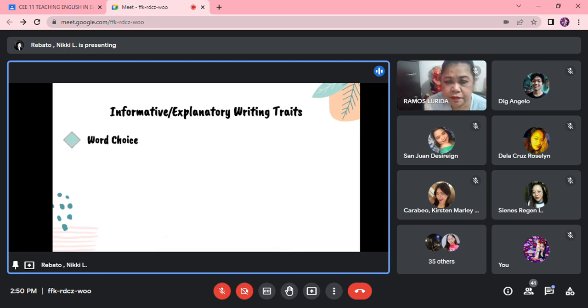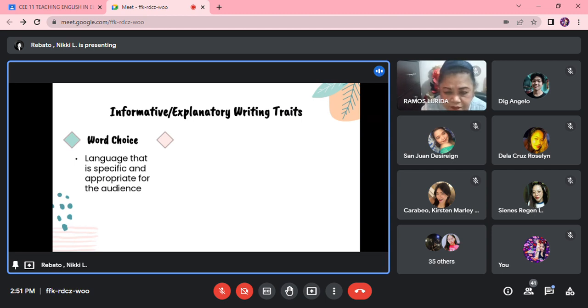Next is word choice: language that is specific and appropriate for the audience. Using appropriate language means using clear language that is suitable and fitting for the audience.